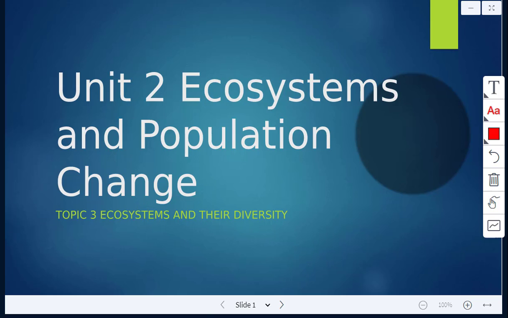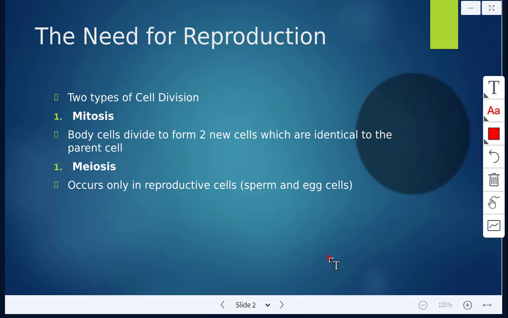All right, so our second unit in Bio 20 is ecosystems and population change. So chapter 3 in the textbook, which is ecosystems and their diversity. Today we'll look at a little bit of preview, some concepts that you would have learned from Science 10, and then we'll get into 3.1, which is individuals, populations, and communities in ecosystems.